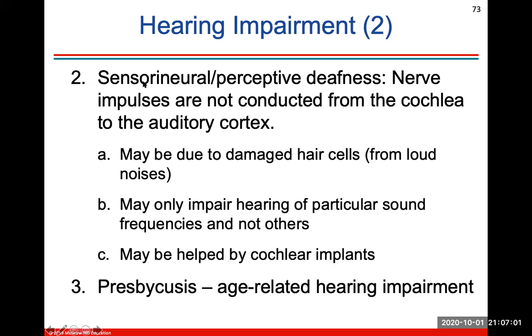If we get into sensorineural or perceptive deafness, this is when nerve impulses cannot be conducted from the cochlea to the auditory cortex. And this can be due to damaged hair cells from loud noises, so those stereocilia have been damaged. It may only impair hearing of particular sound frequencies and not others. Cochlear implants could help with this.